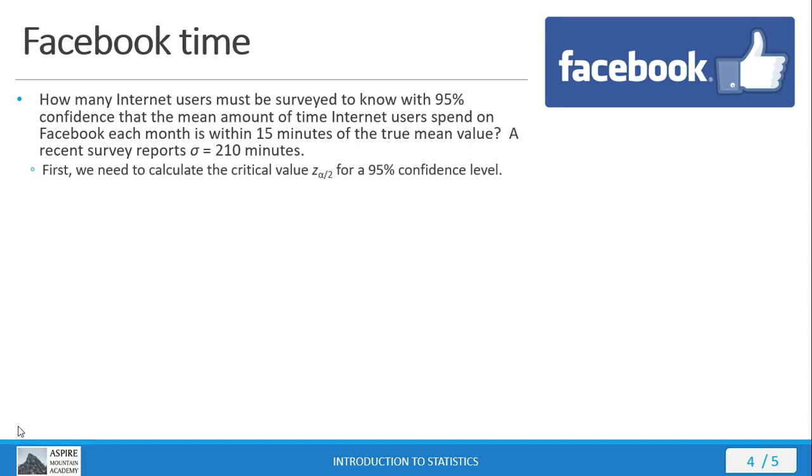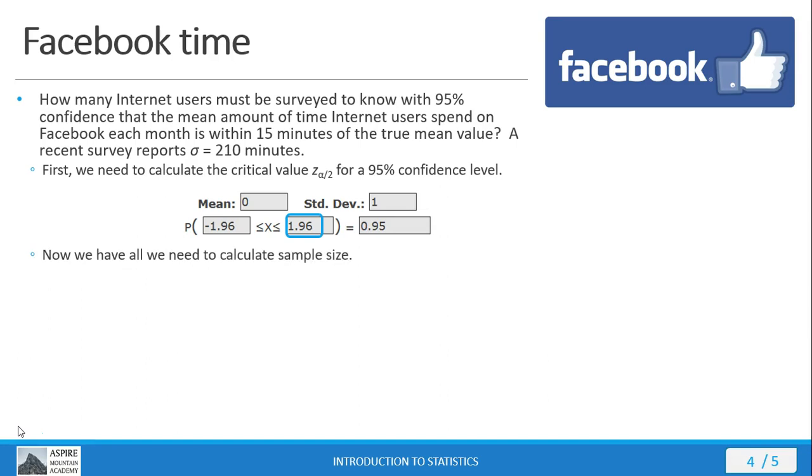First, we need to calculate the critical value z-score for the 95% confidence level. Why z-score? Because the key question is, do you know what the population standard deviation is? Here they're giving it to us in the problem, the 210 minutes. So therefore, we're going to use the standard normal distribution to calculate a z-score critical value. If we put those numbers in a stat crunch, out comes 1.96. That's going to be the number we use for calculating our margin of error.